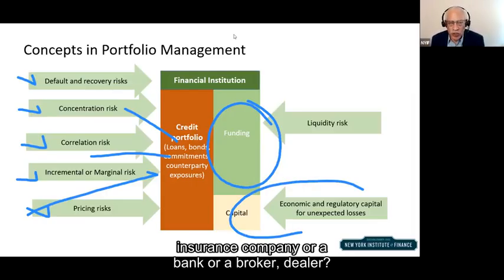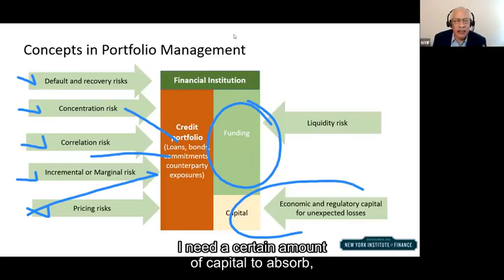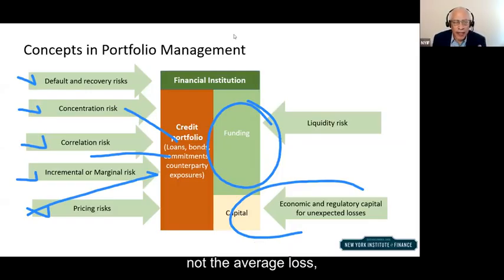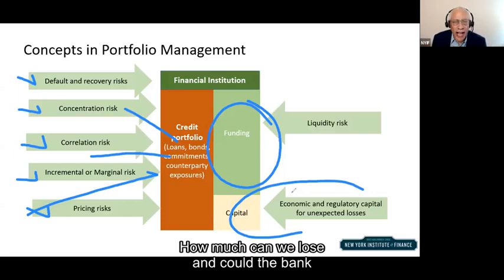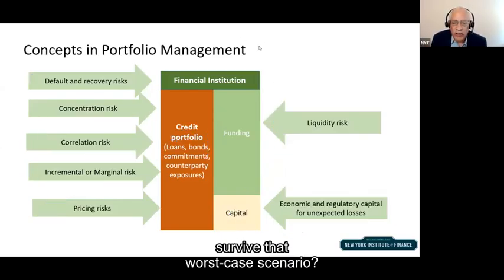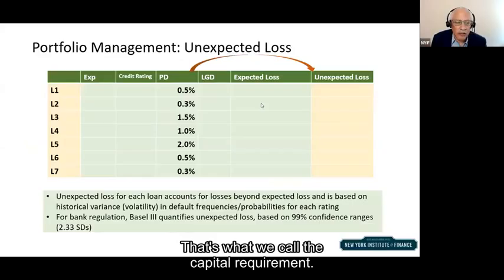So whether it's an insurance company or a bank or a broker dealer, I need a certain amount of capital to absorb not the average loss, not the expected loss, but the unexpected loss, the worst case scenario, that once in 100-year event that could be so imploding. How much can we lose? And could the bank survive that worst case scenario? That's what we call the capital requirement.